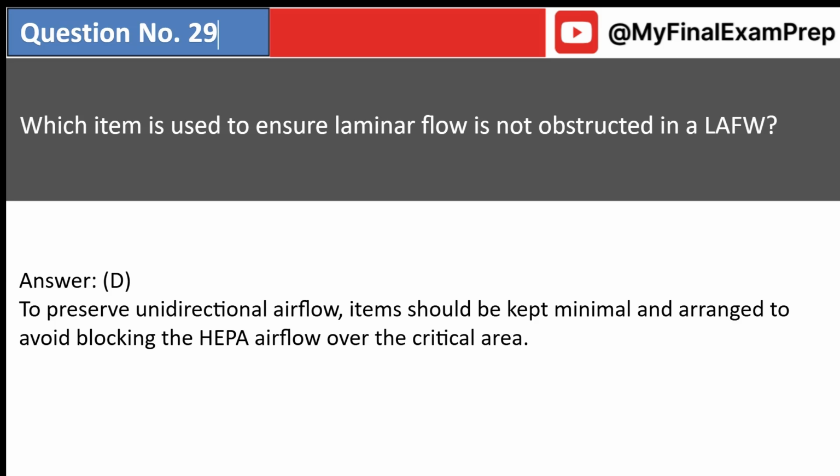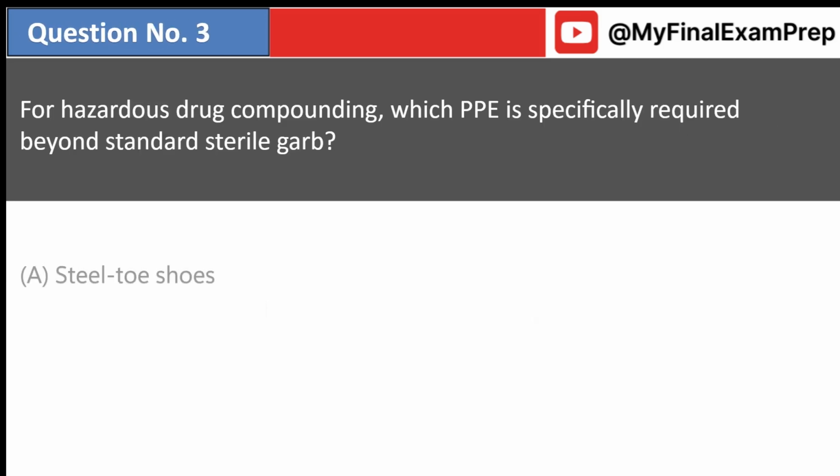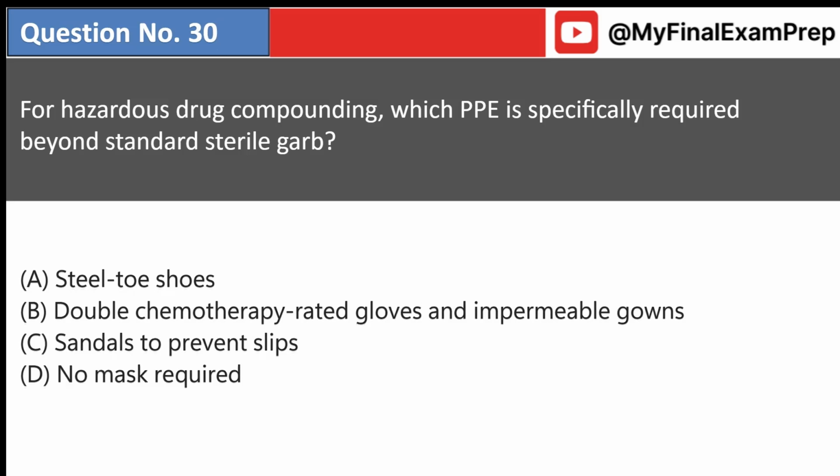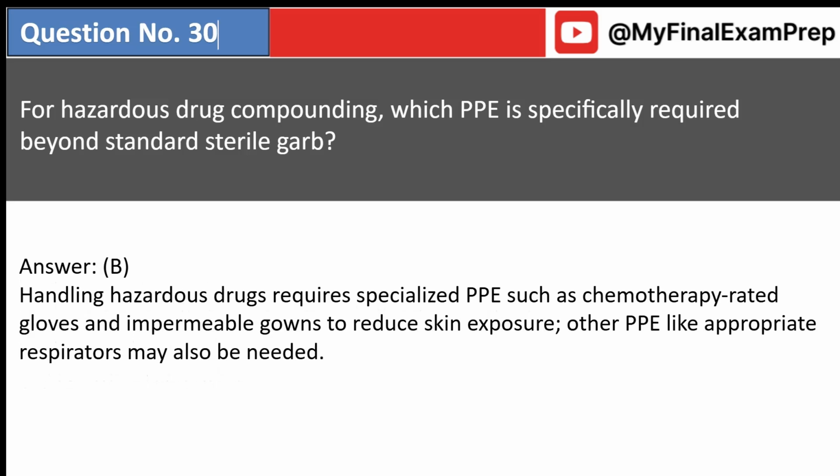For hazardous drug compounding, which PPE is specifically required beyond standard sterile garb? A. Steel-toe shoes. B. Double chemotherapy-rated gloves and impermeable gowns. C. Sandals to prevent slips. D. No mask required. Answer B. Handling hazardous drugs requires specialized PPE such as chemotherapy-rated gloves and impermeable gowns to reduce skin exposure. Other PPE like appropriate respirators may also be needed.